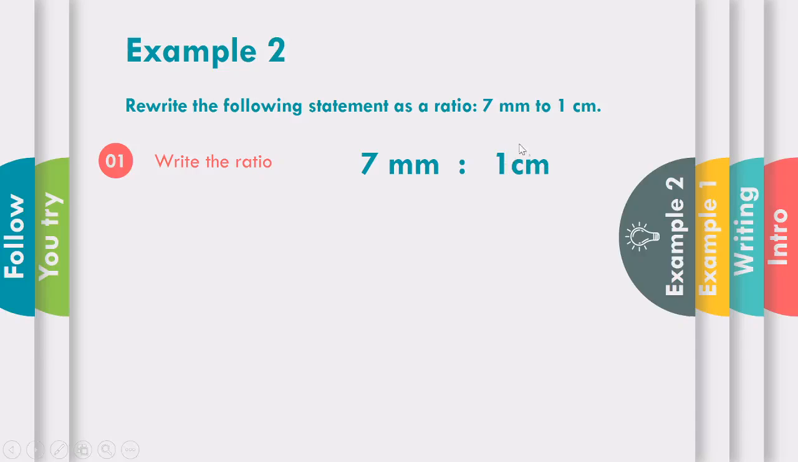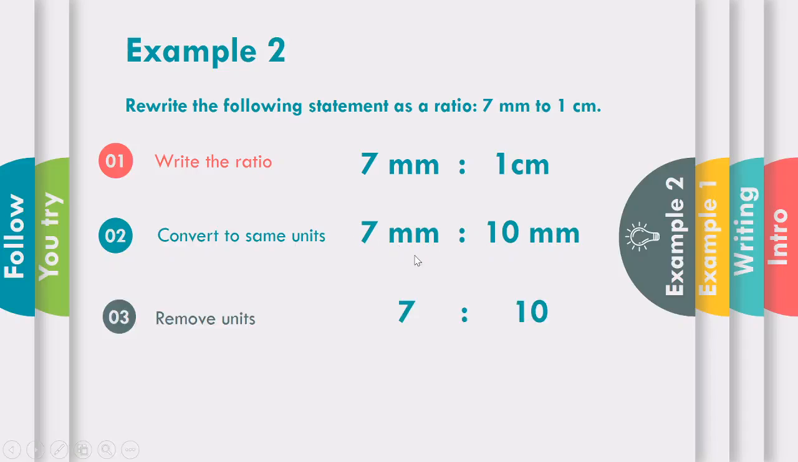And what we can do is remember that in 1 centimeter there are 10 millimeters. So we're going to convert this centimeter into millimeters by multiplying by 10, which gives me 10 millimeters. I'm going to rewrite this ratio, and now it's going to say 7 millimeters to 10 millimeters. And guys, we just have to remember for our final answer, ratios don't have any units of measurement, so we're going to get rid of those units. And there is our ratio, 7 to 10. And job's done.